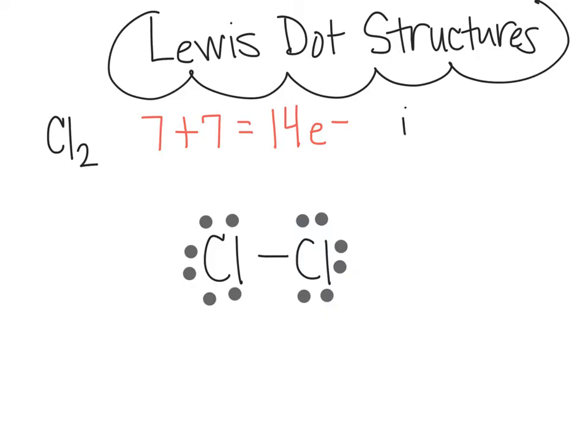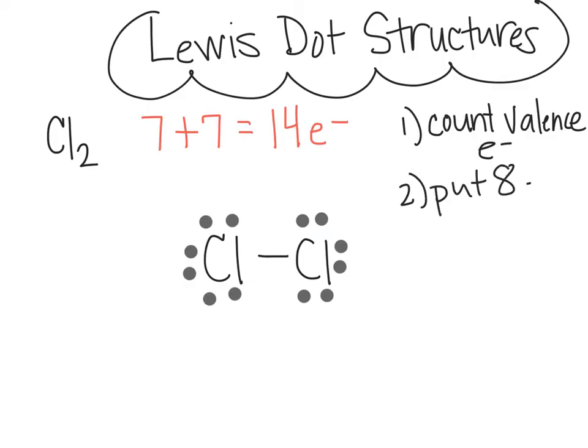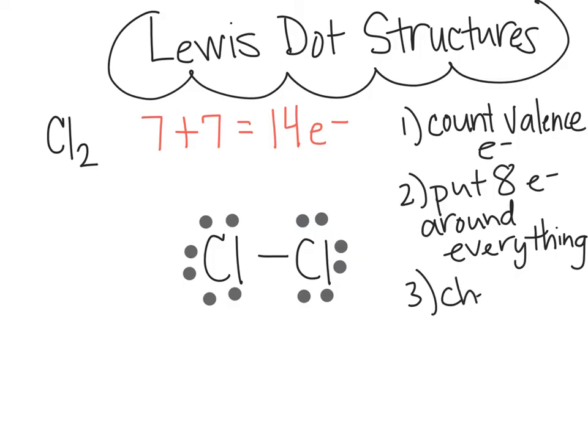First step is count valence electrons. Okay. Then put 8 electrons around everything. And then check the total. So you want to check the total number of electrons that were actually used. So that's what we did.